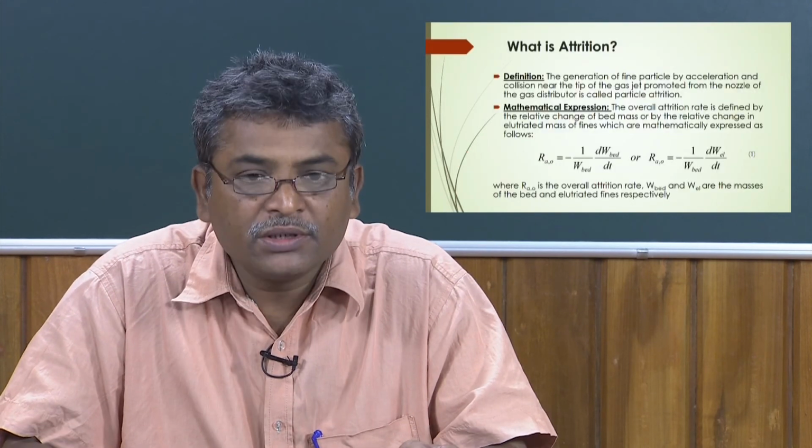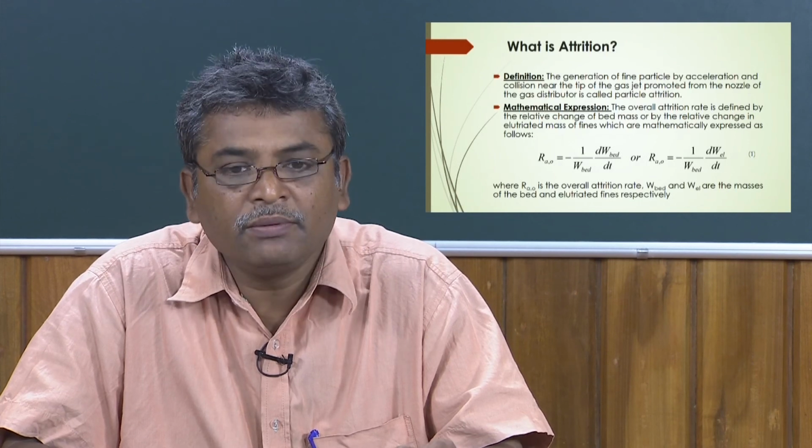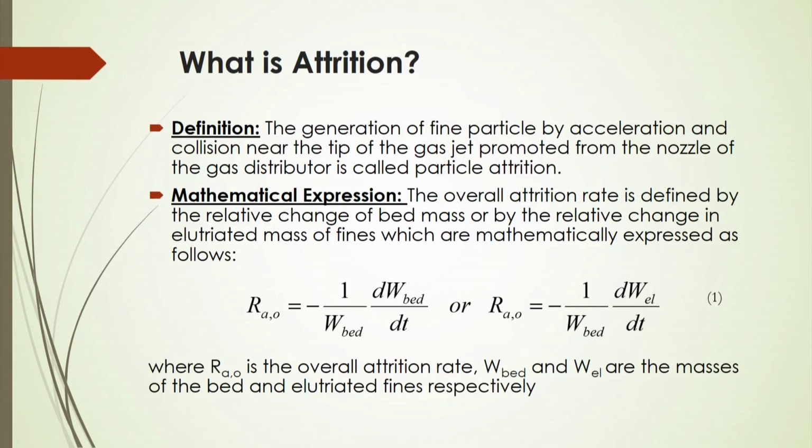So, before going to details of this attrition, we should know what is the definition of attrition, and also how this attrition can be expressed mathematically there. You know what attrition is. Basically, attrition is just the generation of fine particles by acceleration and collision near the tip of the gas jet that is promoted from the nozzle of the gas distributor, which is called the particle attrition. So, basically this is nothing but the generation of fine particles by collision of the particles.